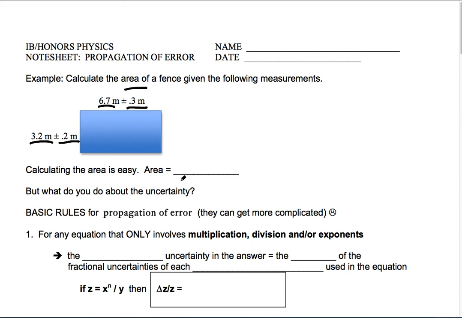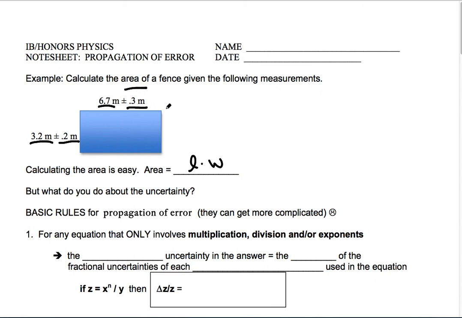So the first half of this is pretty straightforward. If we're trying to figure out the area, we're just going to multiply length times width, and that would be the 6.7 times 3.2. But now the question becomes, what do we do about the 0.3 and the 0.2? We know that we want to figure out an uncertainty in our area. So how can we go about doing that?